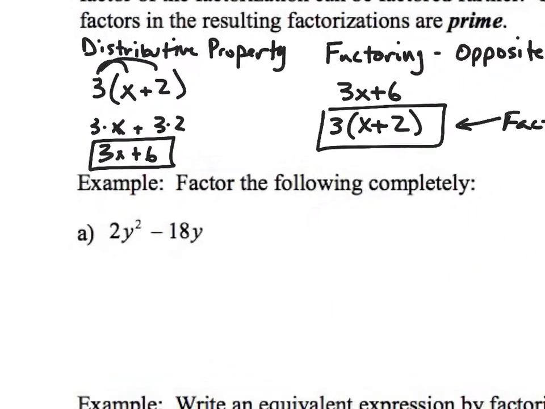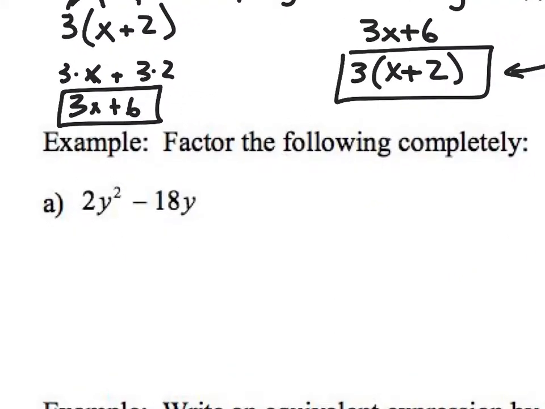The way that I look at these, I want to factor these completely. Basically, I want to find what's common in them and take that out. So I have a number of things here. What I'm doing here is I'm taking 2 times y squared. I'm going to put a little multiplication symbol in there, and I'm subtracting 18 times y. I want to look at each of these little pieces, the 2, the y squared, the negative 18, and the y.